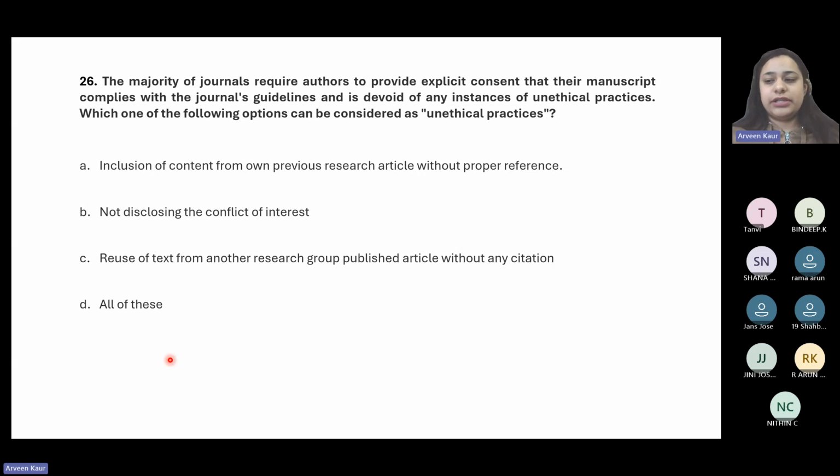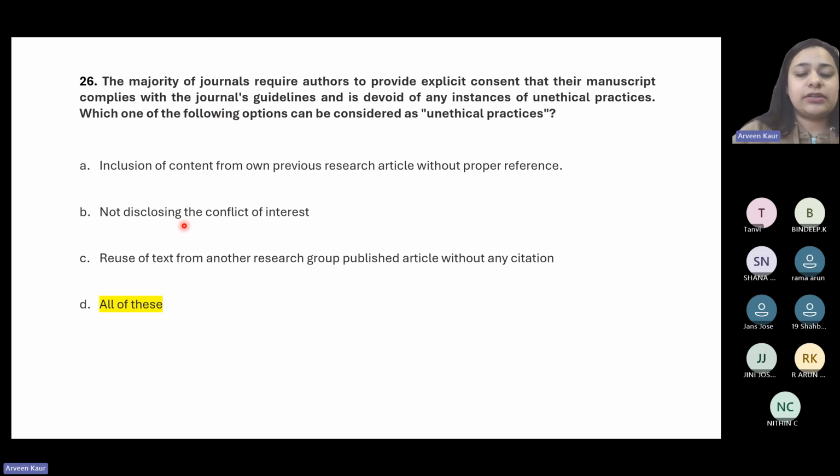So you have already studied about ethics in writing or paper writing, right? From that, I think you would know by now that the answer for this is all of these. Even if it is your work that you are including from a previous research article, you need to still reference it, right? So you need to cite even your own work if you are mentioning that in your current article, because you have already mentioned it in a previous article that has gone into publication, the publication rights are not with you. It is with the journal. So you need to cite it, right?